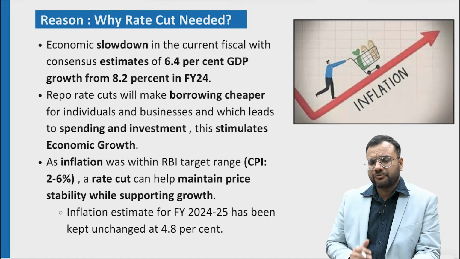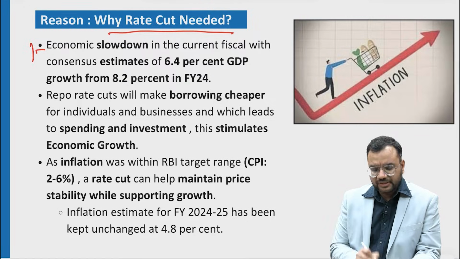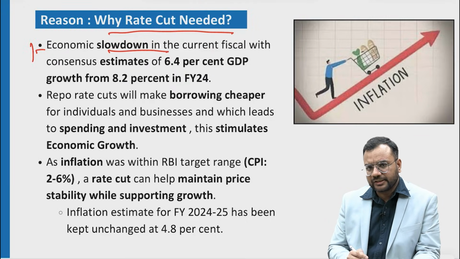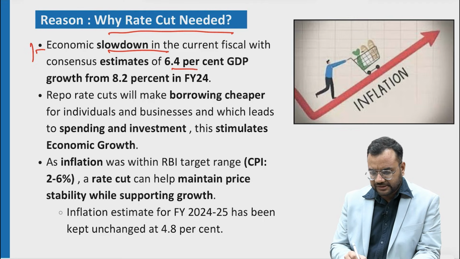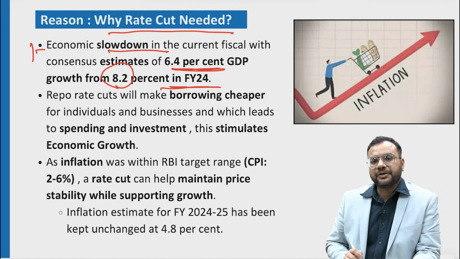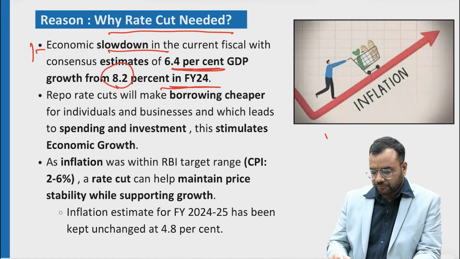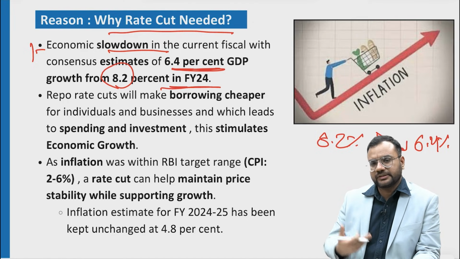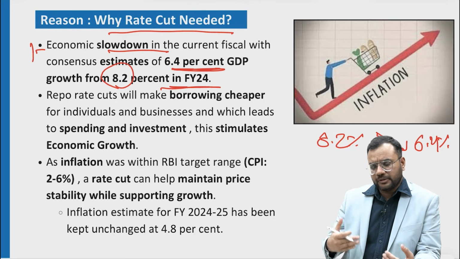So let us understand what is the reason and why this rate cut needed. So first reason is economic slowdown was happening, and in current fiscal year the projection for GDP growth is 6.4% from 8.2% in FY24. So last year 8.2% of economic growth was there, and it has been reduced to 6.4%. So government want to counter this slowdown of economic growth, and that's why this has been done.